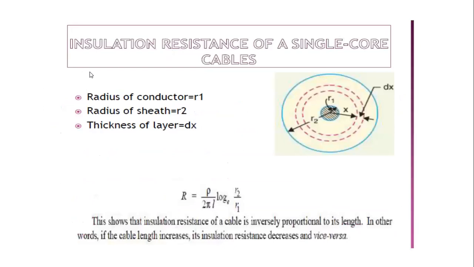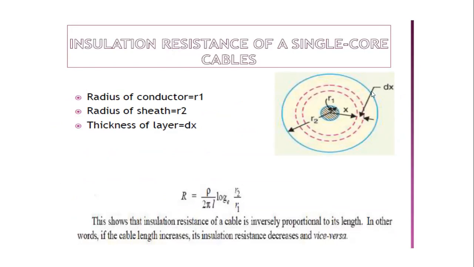Next, coming to the insulation resistance of a single core cable. How will we calculate the insulation resistance of a cable? This is the cross-sectional view of that single core cable, and this is the conductor. There we have two radii, R2 and R1, and we are considering a small length dx.